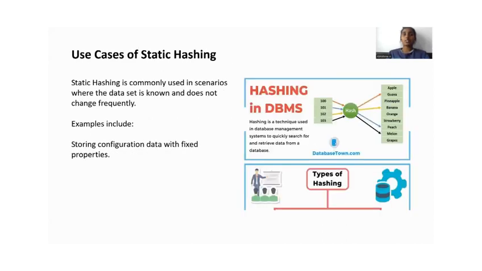Use cases of static hashing. Static hashing is commonly used in scenarios where the dataset is known and does not change frequently. Examples include storing configuration data with fixed properties.